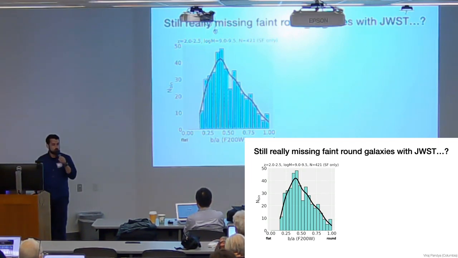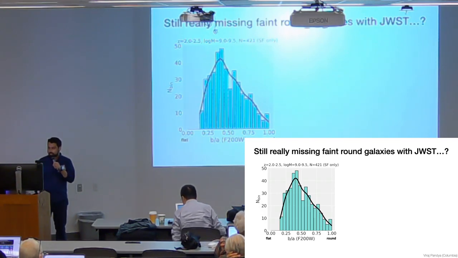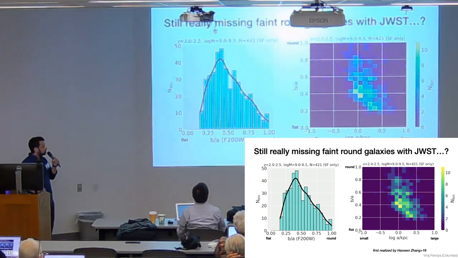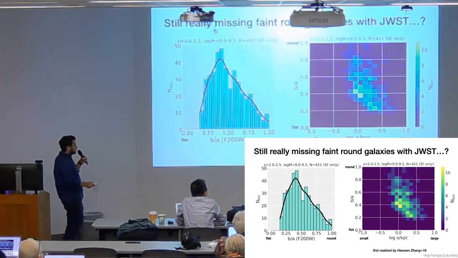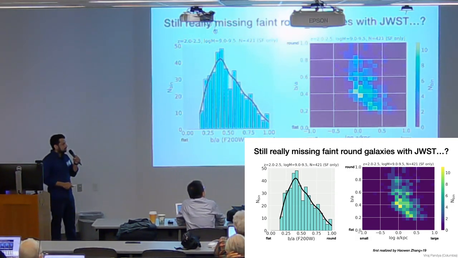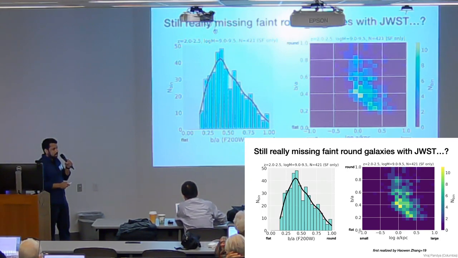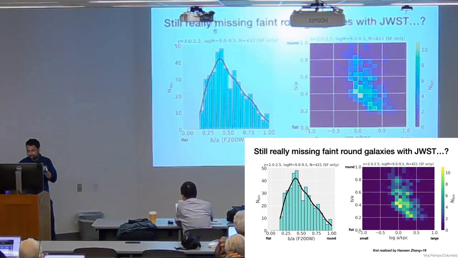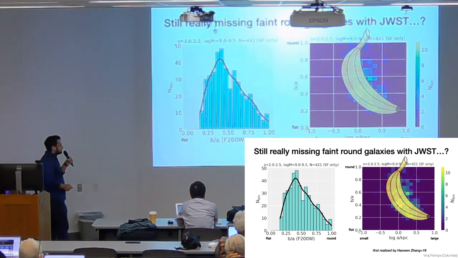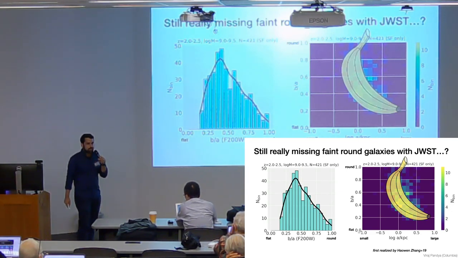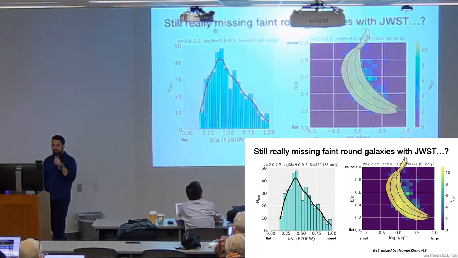Now, this is the 1D distribution of B over A, and it was shown in a nice paper in 2019 by Hao and Zhang that it's more insightful to actually plot the 2D distribution of B over A as a function of size. And you can see, again, for this high-redshift, low-mass population, it's tracing out a particular shape in this diagram, and in fact, we say it's tracing out a banana shape.